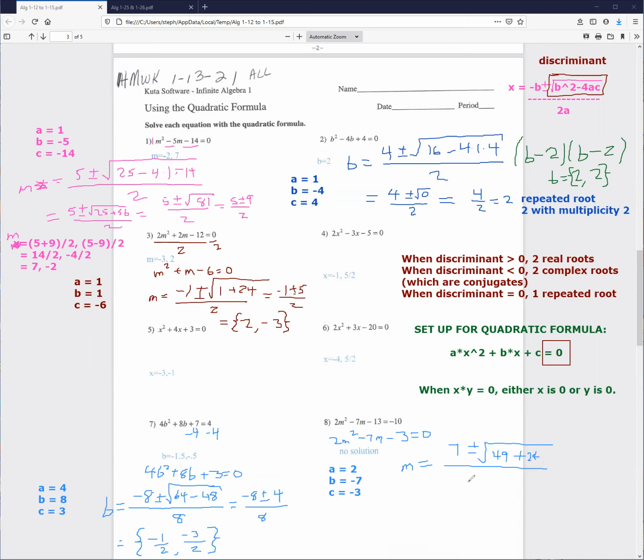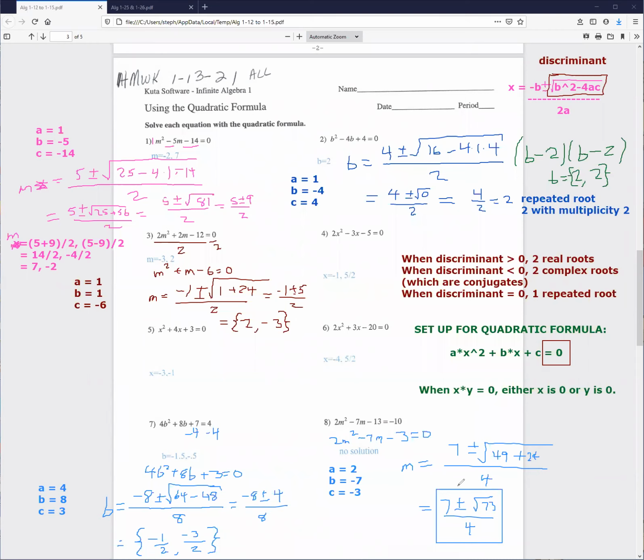All over 2 times 2, which is 4. Okay, equals 7 plus or minus 49 plus 24, so 73, square root of 73 over 4. Now, this is not an imaginary set of answers, but there is no way we can break down 73. So, in honesty, I would probably just leave the answer like this, as written, because we can't do anything else with it.